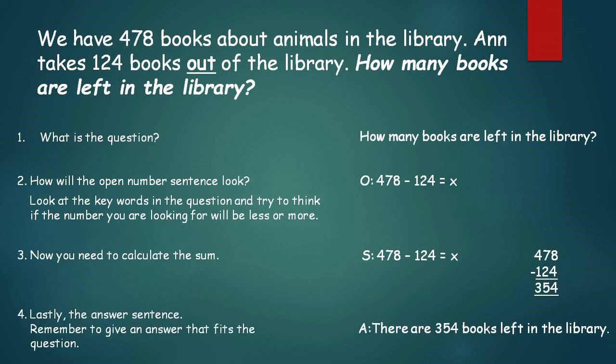The next part we will look at is the last part of answering our question, and that will be to write our answer sentence, or A. And this means we need to go and look at what was our actual question that we are trying to answer. Our question was, how many books are left in the library? So our answer has to be, there are 354 books left in the library, because we are answering the question in a sentence with the number that we worked out when we did our sum or our calculation.